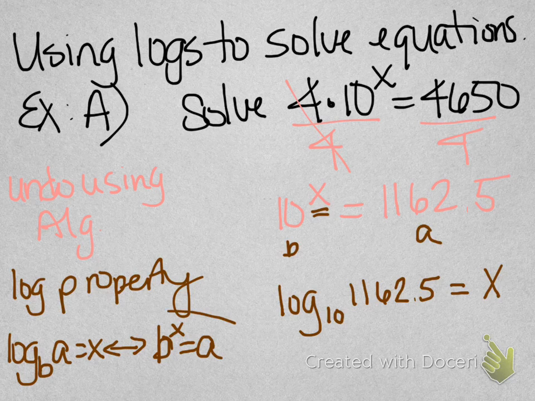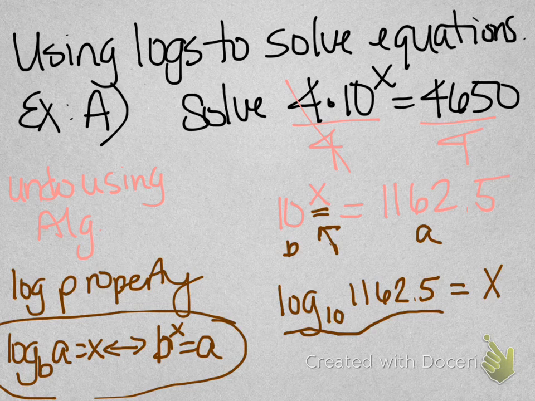And see, using this property here means that this equation actually becomes solvable, because now instead of guessing and checking to figure out what this x would have to be in order to get 1162.5, I can actually plug this into my calculator, log base 10 of 1162.5, and figure out what x is. And when I use the calculator to solve that, x is approximately equal to 3.0654.